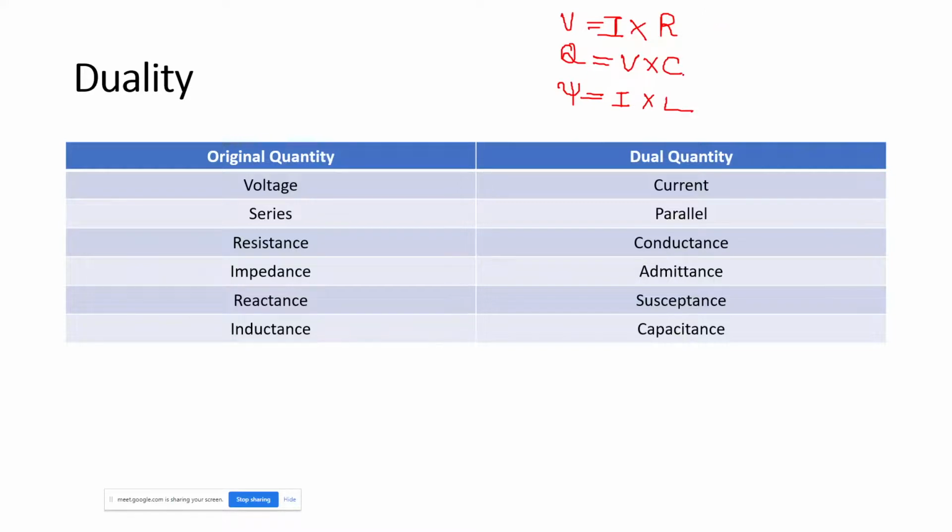All these relationships can be written the other way around. Like I can write I equals V by R. I can also write V equals Q by C, or I equals psi by L. Can I write or not?